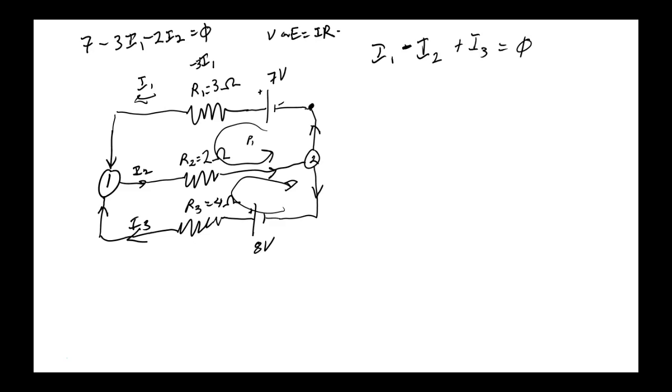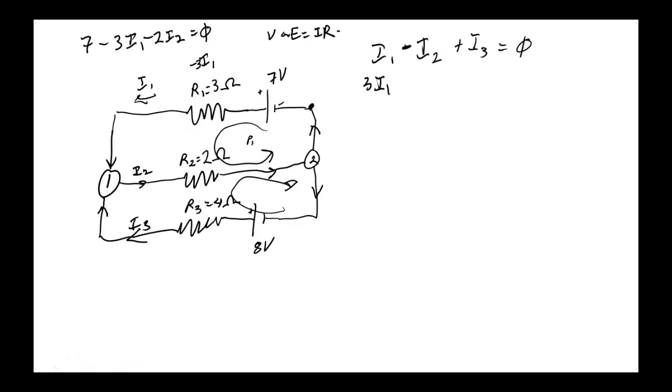Okay? Now I want to turn that around and put our unknowns, the I's, on the left-hand side and the knowns, 7, on the right-hand side. So that's just going to be 3I1 plus 2I2 is equal to 7. Right? So that'll be my second equation. 3I1 plus 2I2 is equal to 7. Okay? There's my second equation.